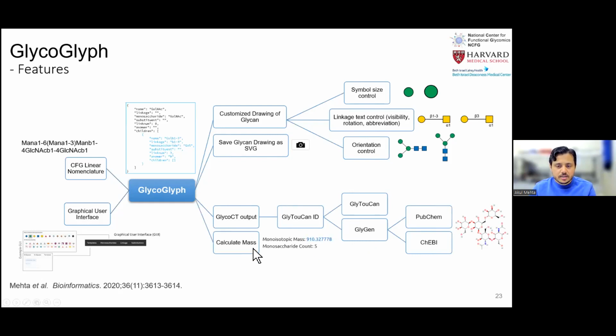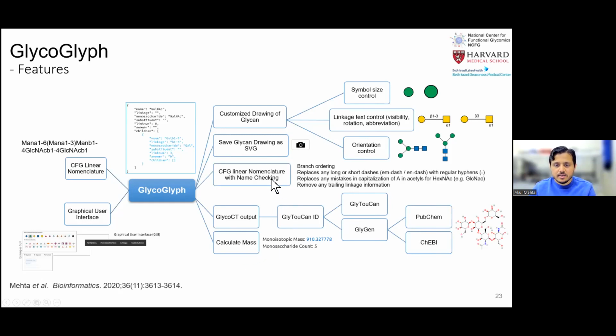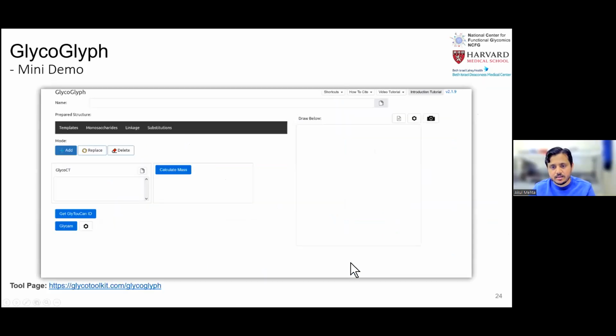It can also calculate the mass. However, this feature is limited to certain monosaccharides. If you enter the name using the CFG linear nomenclature, it can actually check if your naming system is right. So supposing you messed up some branch ordering, it will actually try to fix it and those kind of things. And lastly, it can convert this name into the Glycam notation, allowing you to simply click and go to the Glycam website to see the 3D structure of your glycans as well.